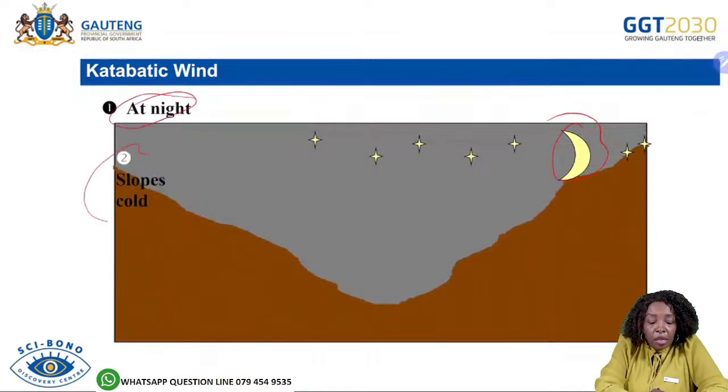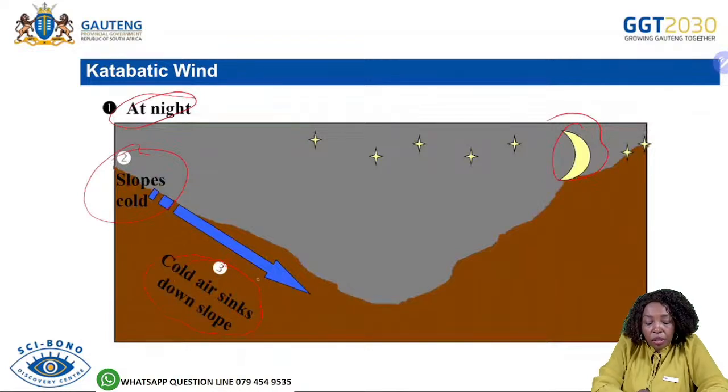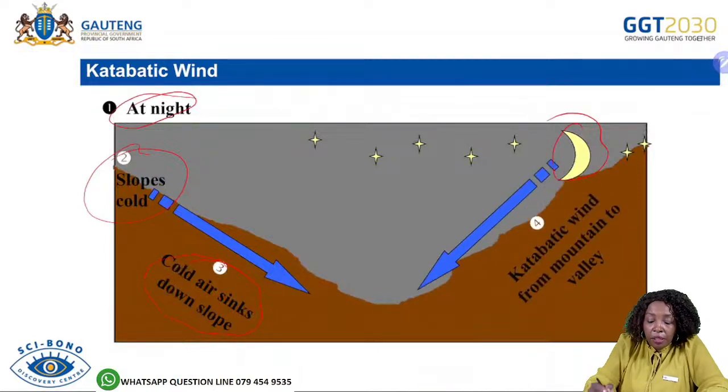So this is now during the night. The slopes of the valley get cold, and as it gets cold, air sinks down the valley because it's denser. Then when it sinks down the valley, we've got the winds that are blowing down the valley from the mountain to the valley floor. Then we refer to them as the katabatic winds. So these winds that are now blowing down the valley, we refer to them as the katabatic winds, and they form during the night.